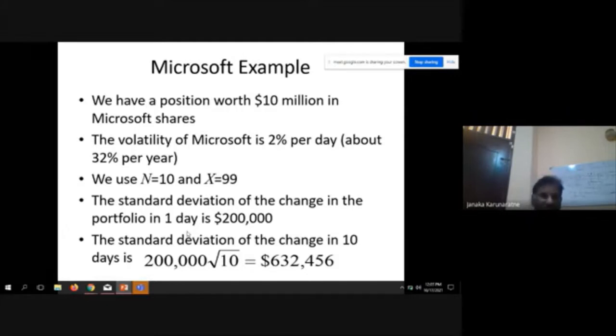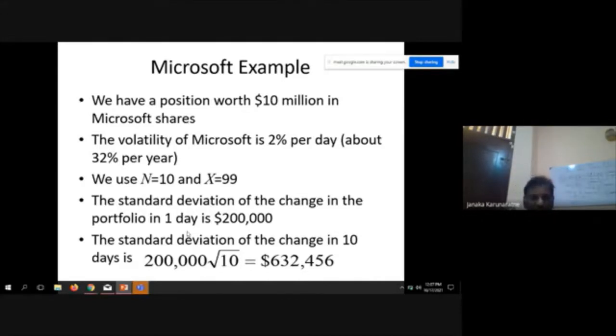So every day, my portfolio value could go up or go down by up to 200,000 positive or up to 200,000 negative. So that is the daily volatility. It could be either way. Volatility means either way.